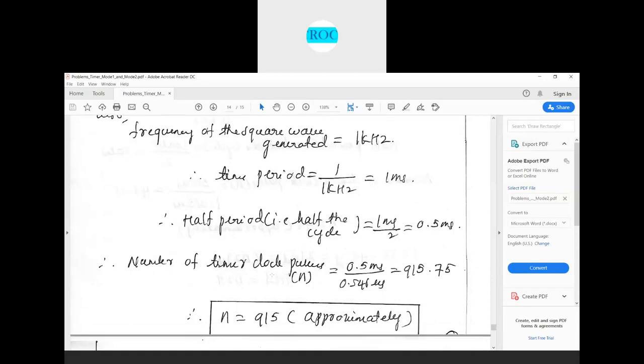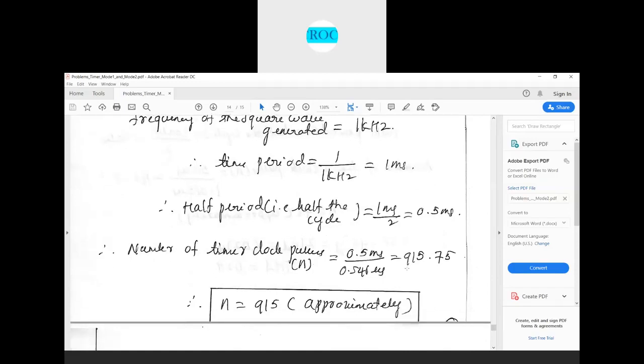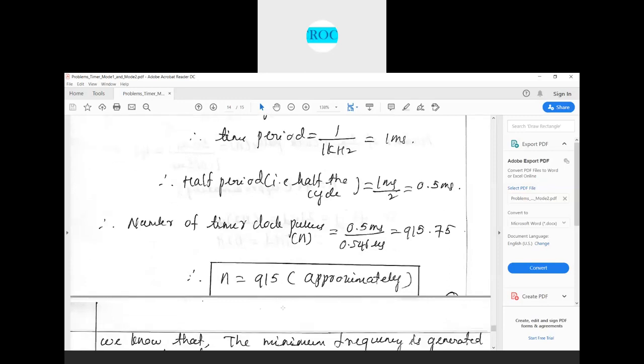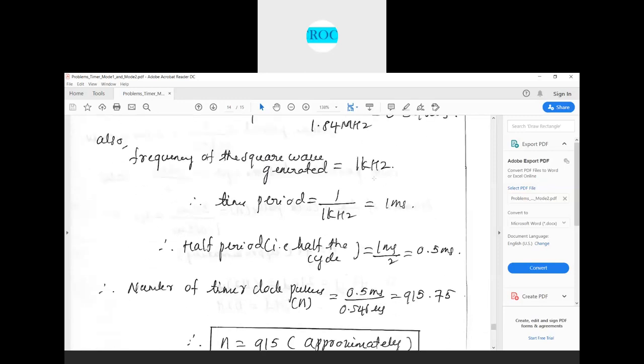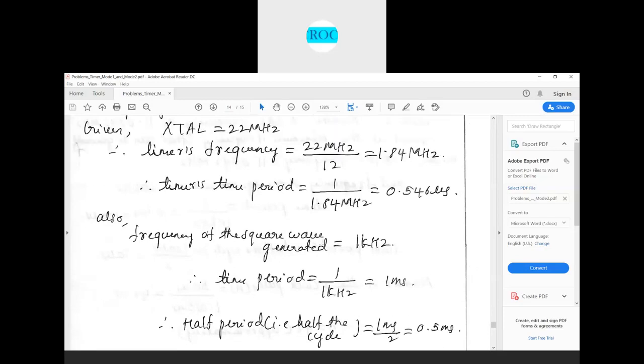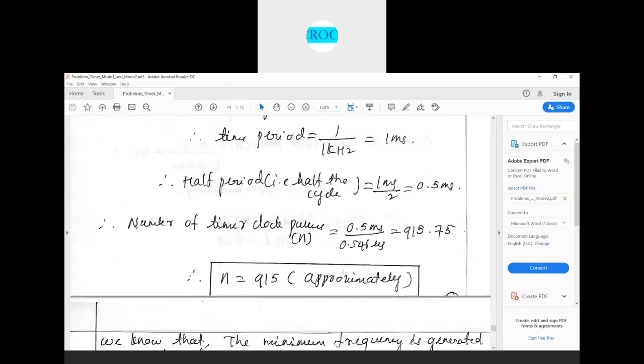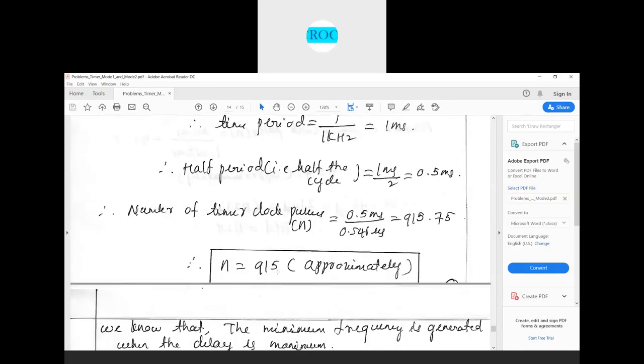So what is the number of clock pulses for this? You get it as 915.75. Here what we should get is the number of clock pulses, the count we should have in order to get a frequency of 1 kilohertz using 22 megahertz crystal frequency, which is 915.